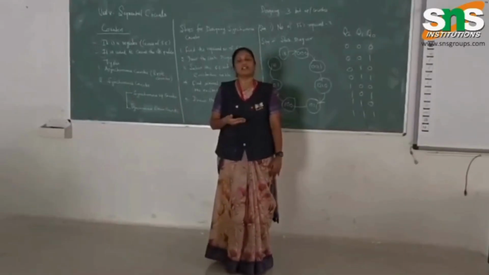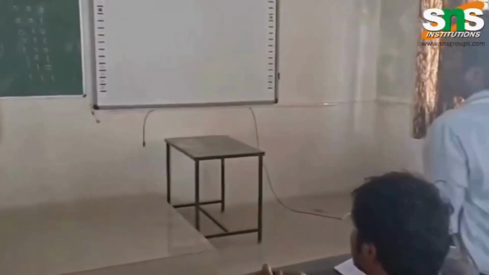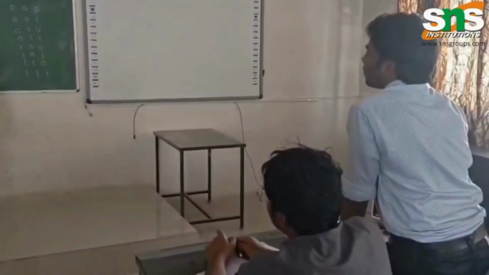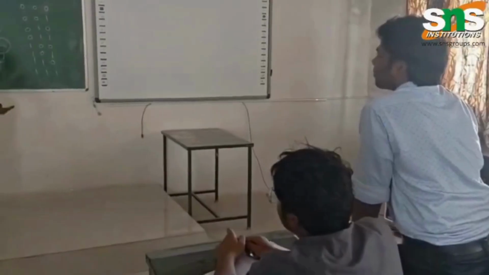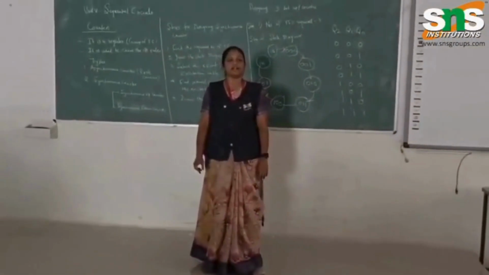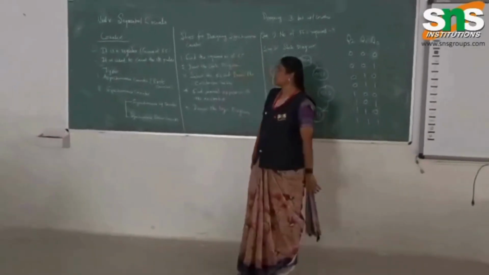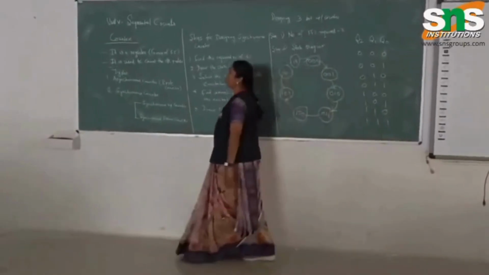So what are the different types of flip-flops? SR flip-flop, JK flip-flop, T flip-flop, D flip-flop. Very good. So we studied four types of flip-flops: SR, D, T, and JK. Now let us move on to the topic counters.